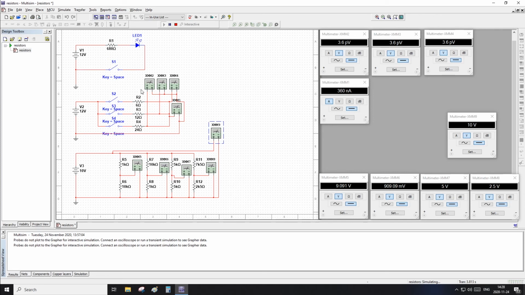But this is basically what you need to go on to the next section, and that would be, I think, transistors. I think we're gonna do transistors.